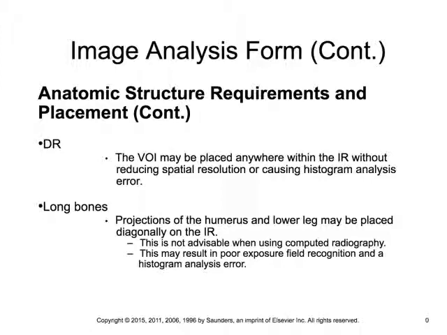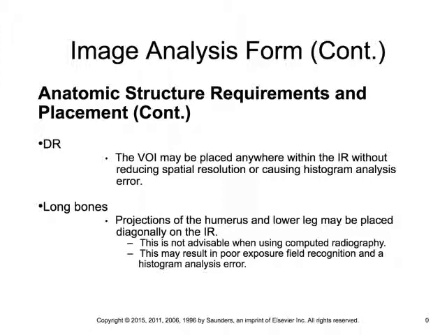When it reads it, it's going to still be able to apply its histogram overlaps to that information. It is still going to be able to correctly interpret that volume of interest. It's just going to shift its histograms over a little bit, right? Until it finds where that volume of interest is. So that's why with long bones we can place them diagonal to the image receptor.